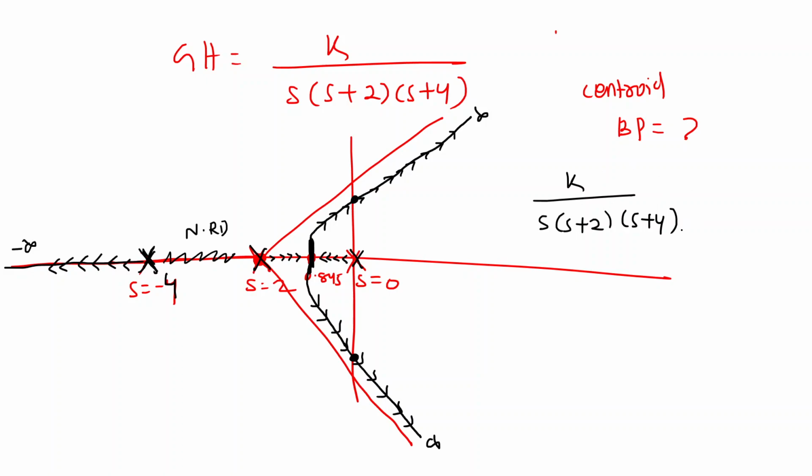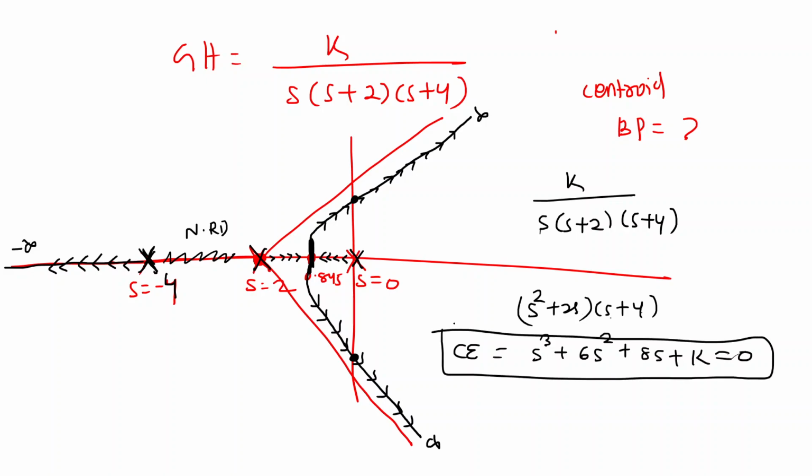First of all, find the characteristic equation. S square plus 2s times s plus 4, that is s cube plus 2s square plus 4s square, which is 6s square, plus 8s plus k. This is the characteristic equation. Everybody clear? Yes, sir. For marginal stability, the inner product should equal the outer product. The inner product is 48, the outer product is k. So k should be equal to 48.